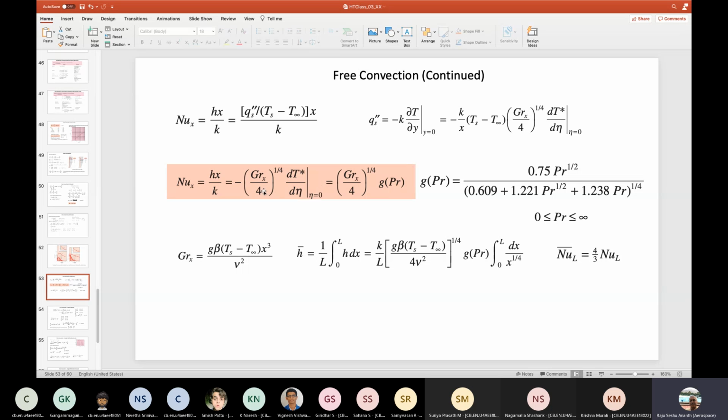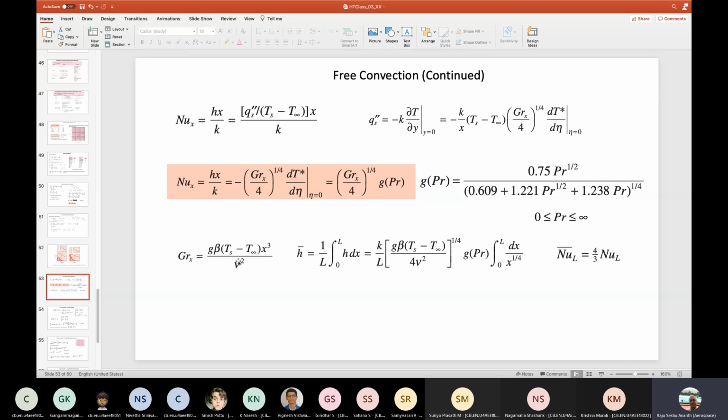If you substitute all this, the Nusselt number becomes a function of the Grashof number, and then the non-dimensional parameter T star. If you get the curve, take the derivative, the slope at eta equal to 0, and this becomes Grashof number to the power of 1/4 and some arbitrary function of the Prandtl number. This has been given for any Prandtl number from 0 all the way to infinity. It's not a problem. So this is exactly the correlation for the Nusselt number, exactly solved.